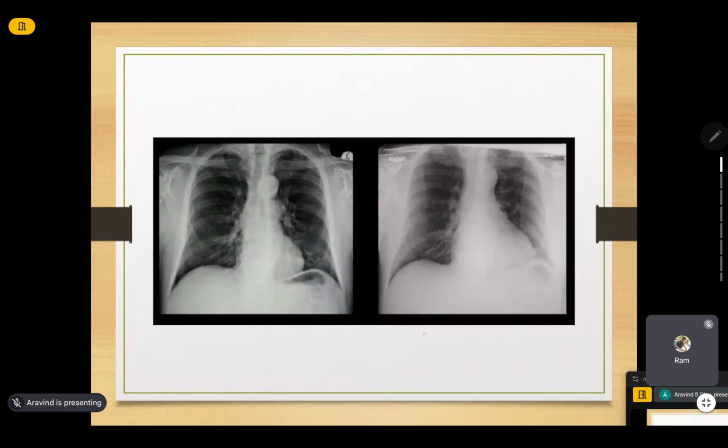Posterior view, sir. Okay. Could you justify the posterior AP, anterior views? This one is AP view. Clavicle is straight actually. Yes. The clavicle is almost straight.